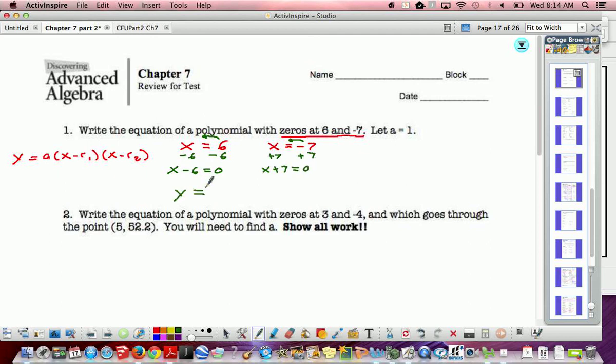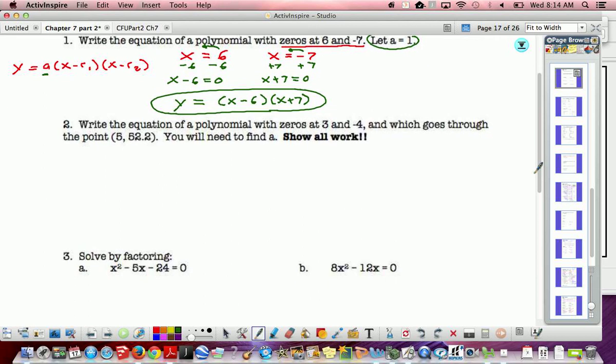So now I have the two factors. And what's nice is they tell you that a is 1. So we just know that this value here is 1, so we don't need to write it. Anything times 1 is itself. So we have x minus 6 times the quantity x plus 7. We have the first one done.